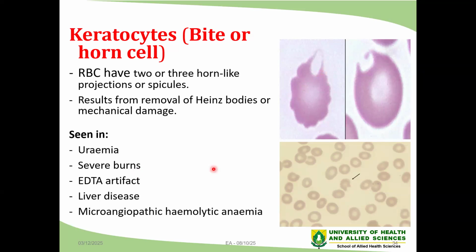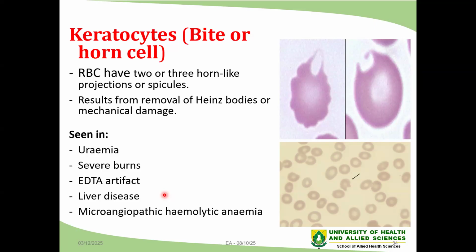So it's an EDTA artifact. It also occurs when you have liver disease. And then the most common cause is something we call microangiopathic hemolytic anemia. Micro meaning small, angio referring to blood vessels, and pathic referring to a disease state. So we are seeing that there is some hemolysis occurring, so you are having small red cells. So you are having small blood vessels, that is microangio, and then a disease condition.